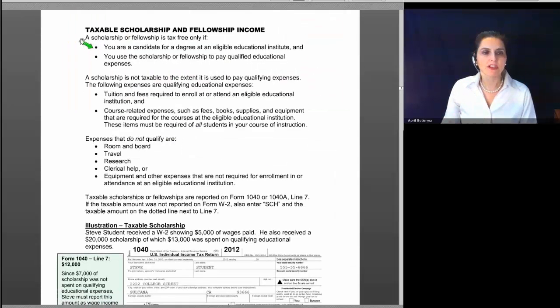And the final thing we're going to talk about on wages before we take a quick break and move on to investment income is scholarships.